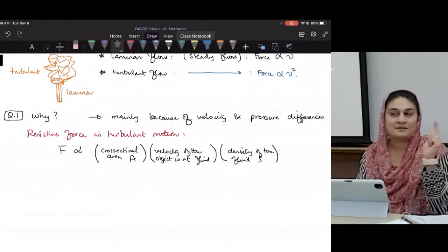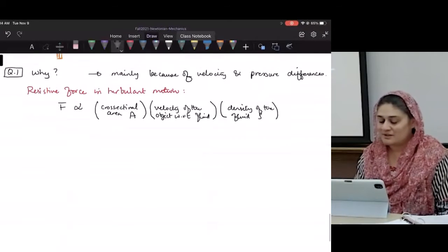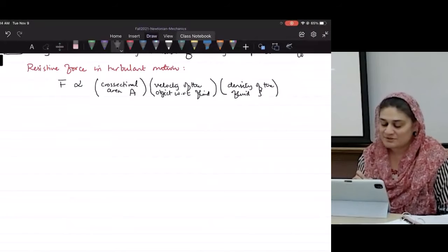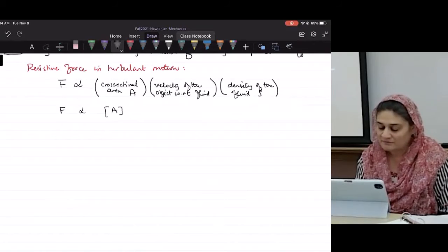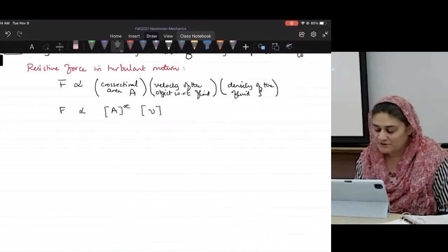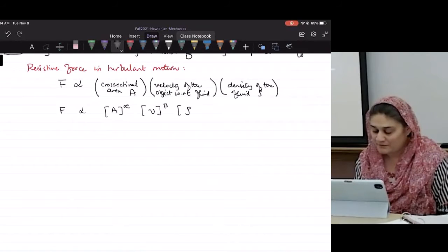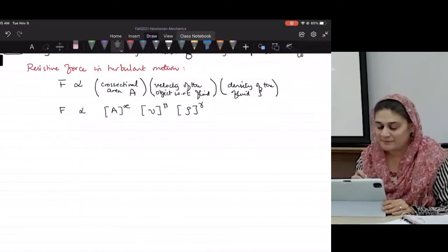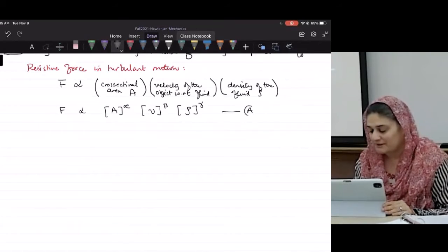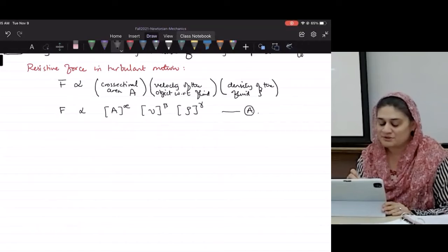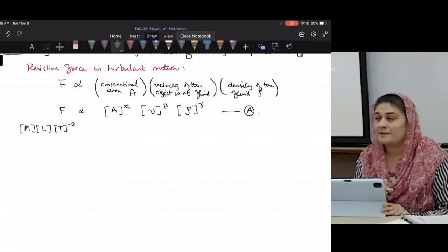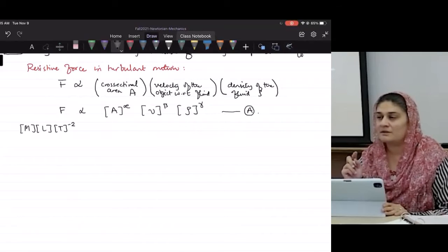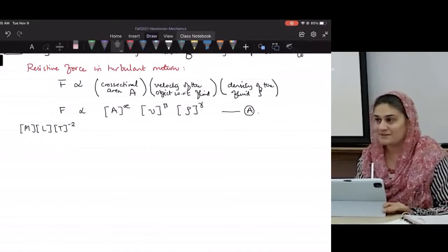The answer is yes. All we have to do is do a little bit of dimensional analysis. So may I write this as A to the power alpha, V to the power beta, and rho to the power gamma. So that's my equation A. This is where everything will get plugged in at the end. What are the dimensions of force? M L T to the minus 2, right? Newtons are kilograms meters per second squared. That's the dimensions of force.